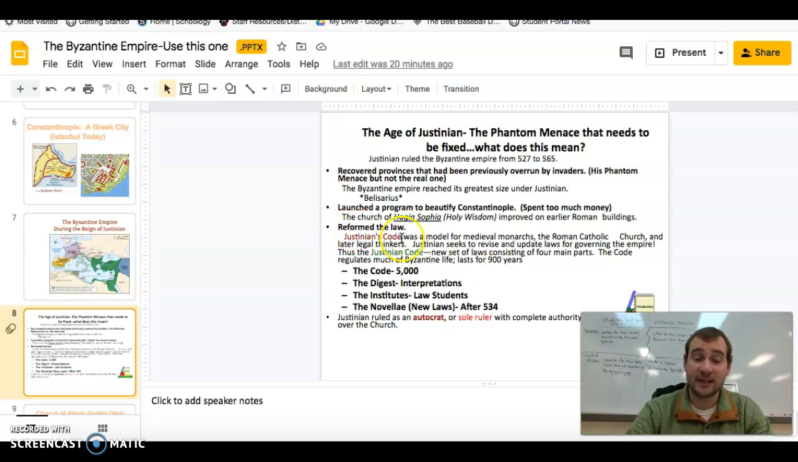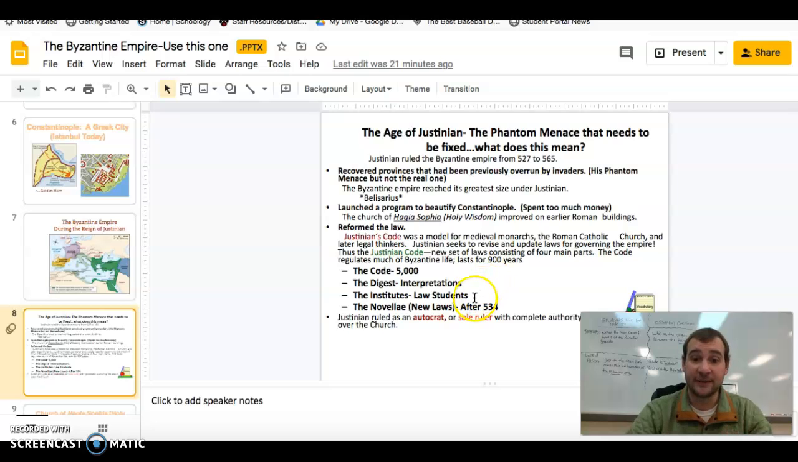The third thing he does is he reforms the law system, and he invents kind of his own law system, and he calls it Justinian's Code. Okay, so that's easy. He names the code after himself, and the code is so good that it runs much of Byzantine life for 900 years. That's how good this law system is. It's almost foolproof. It's almost so foolproof that in America, we kind of stole bits and pieces of it for our law system. So it's still around today.